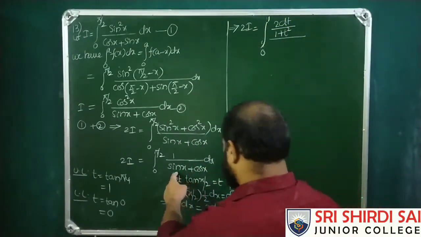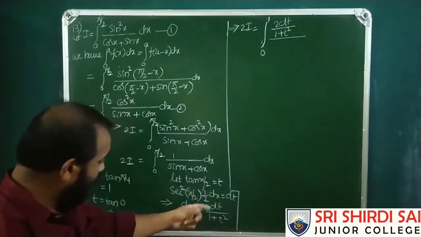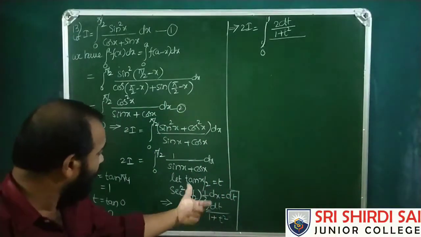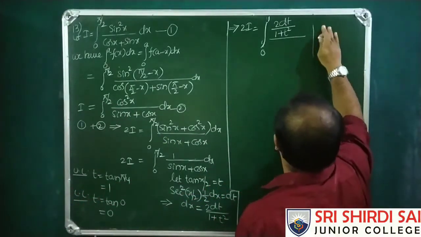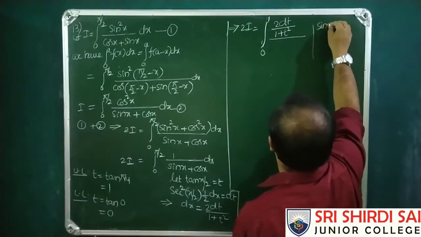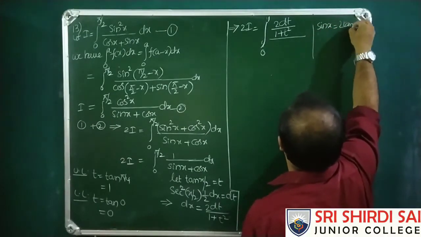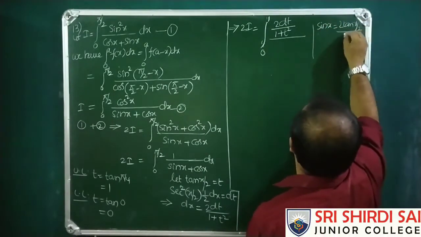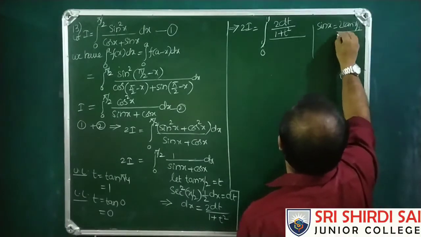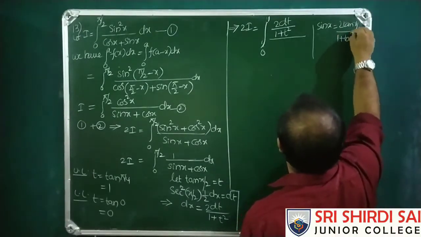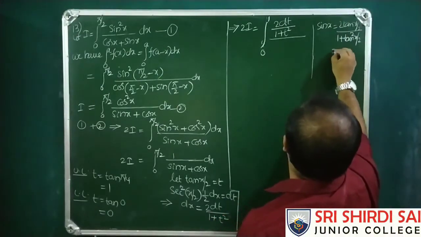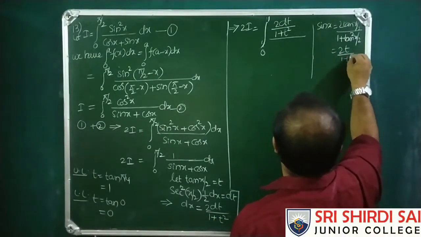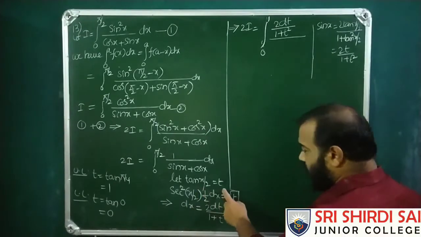sin x, so we need some more substitution. What is sin x here? Sin x is 2 tan x by 2 by 1 plus tan square x by 2. Then sin x equals how much? 2t by 1 plus t square, since tan x by 2 equals t.